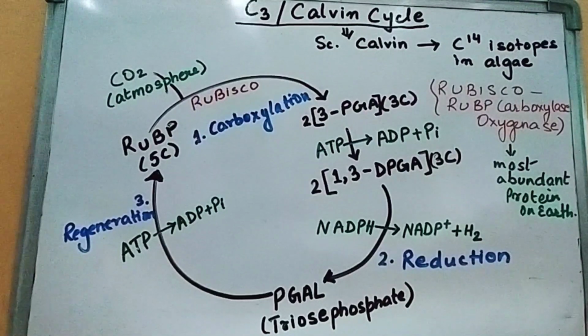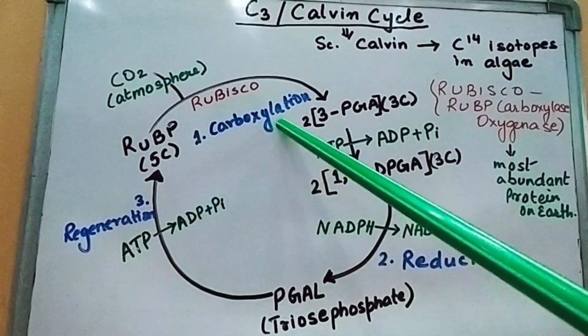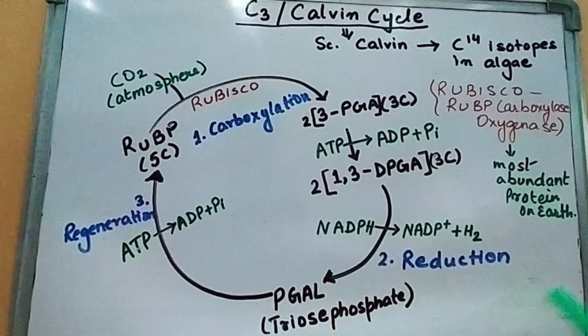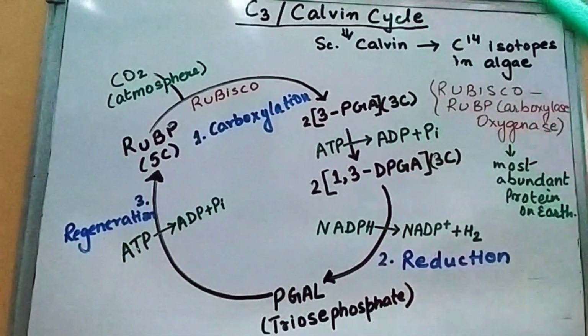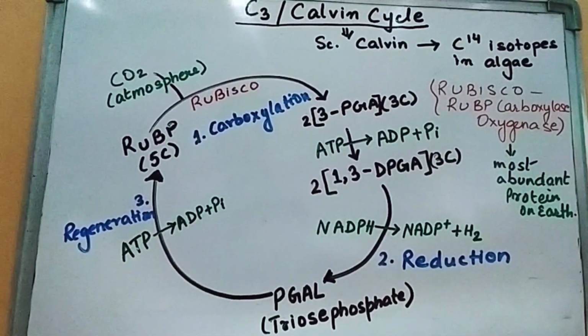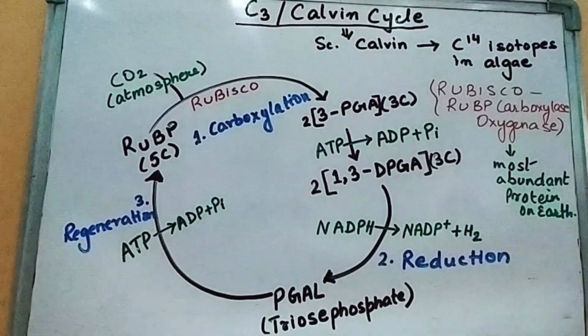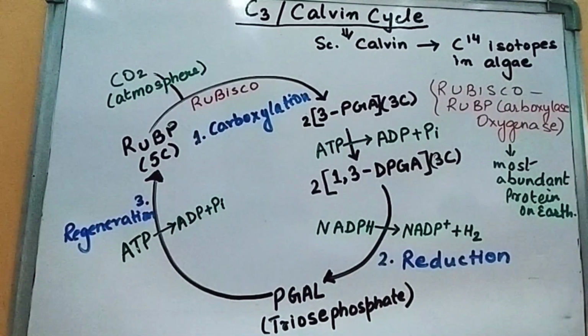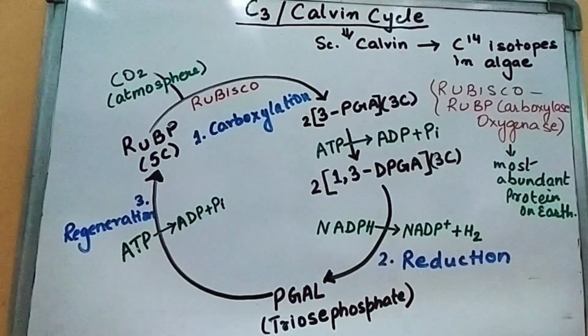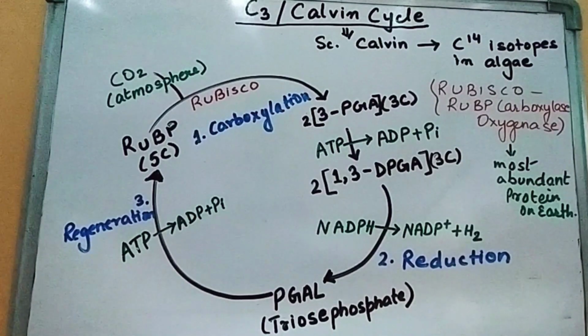The cycle is divided into 3 stages. First one is carboxylation, second one is reduction, and the third one is regeneration. Now in this first step, we need to understand that carbon dioxide of the atmosphere gets fixed in this process. So that is why the term carbon dioxide fixation is also used, like nitrogen fixation. Nitrogen is fixed into nitrogenous compounds like nitrates and nitrites.